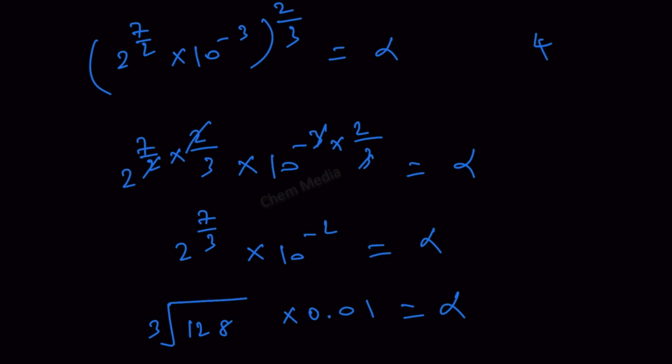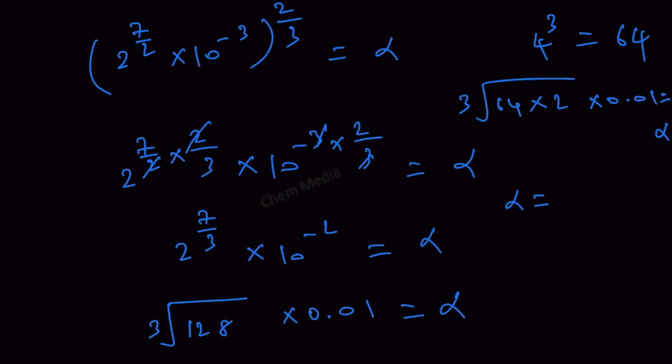We know that 4 to the power 3 is equal to 64. So therefore, I am writing it this way. Cube root of 128, I am writing it as 64 times 2, times 0.01, that is equal to alpha. So therefore, alpha is equal to 4 times cube root of 2 times 0.01. So this is equal to 0.04 times 1.26, because cube root of 2 is approximately 1.26. It is exactly equal to 1.2599. So I am taking it as 1.26.